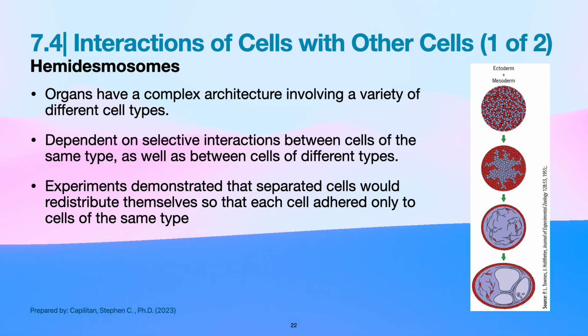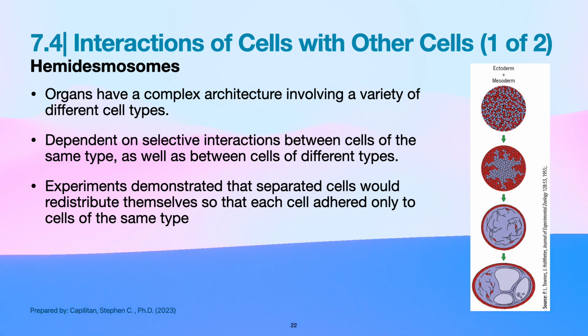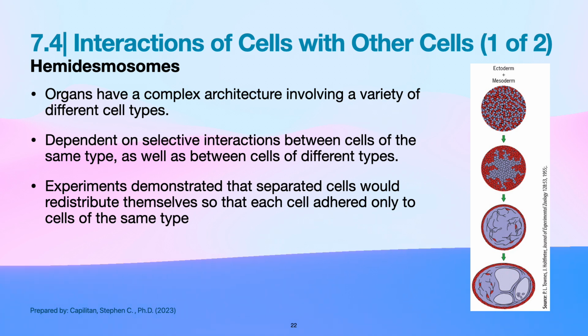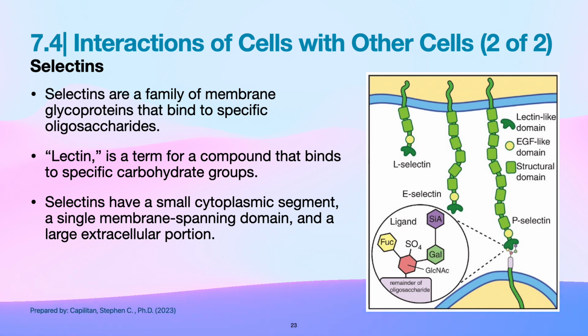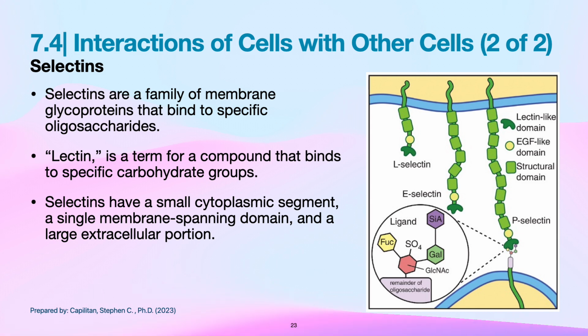So, this is an experimental demonstration again of cell-to-cell recognition. Next are the selectins. Selectins are a family of membrane glycoproteins that bind to specific oligosaccharides. Lectin is a term for a compound that binds to specific carbohydrate groups.